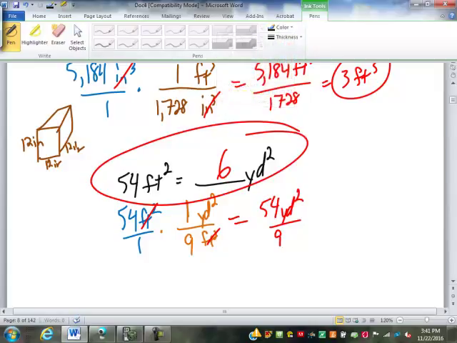Any questions on those? It's just a matter of remembering that they're not the same conversion factor and then figuring out what the right conversion factor is.